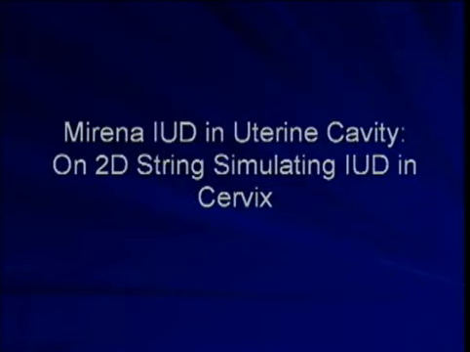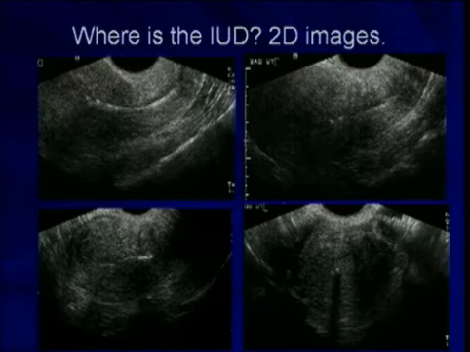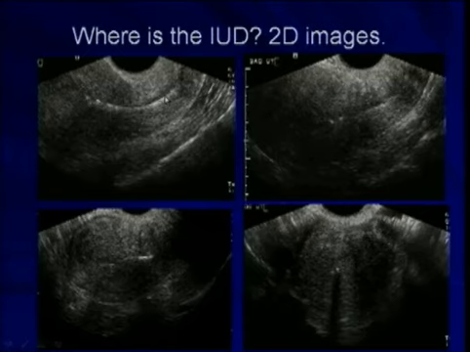Here's an example of a Mirena IUD that is in the uterine cavity, but in which the very echogenic string simulated the IUD being in the cervix. So these are the initial 2D images, and we have a highly echogenic structure in the lower uterine segment and cervical canal. There were just a few little echoes, foci of shadowing in the upper uterine cavity, and the initial impression was that this was actually an IUD on its way out.